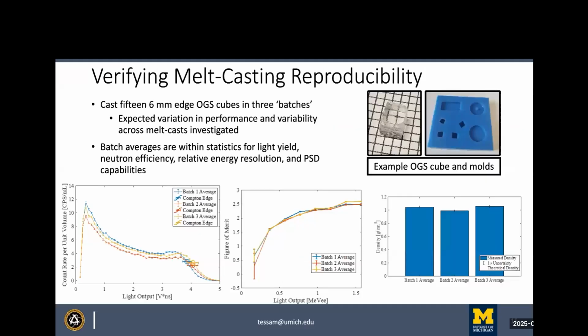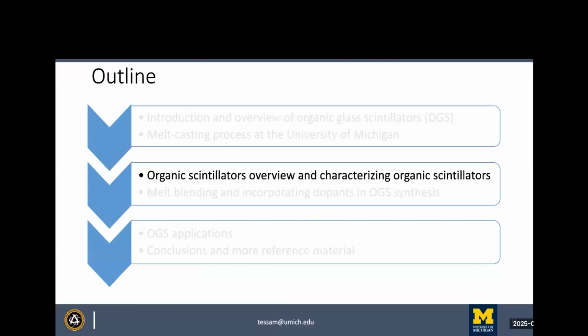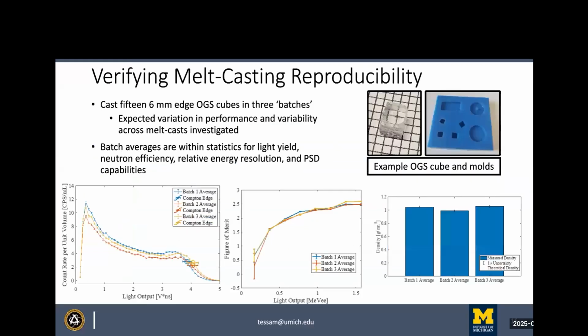To verify the reproducibility of our melt casting, the group did some experiments a while ago with casting 15 6mm edge OGS cubes in 3 different batches to investigate the variations in performance both within and between the melt casts, and the batch averages are within statistical error pretty much. So our melt casting process is reproducible.